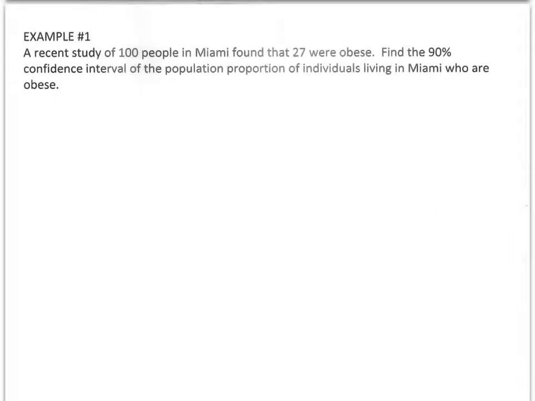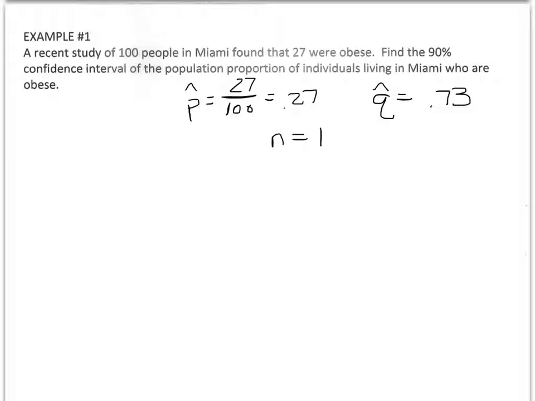Let's look at our first example here. So we're looking at 100 people in Miami. 27 of them were obese. So the first thing I have to do is find my p hat value. And that's going to be the number of obese over your total number, which is going to give me 0.27. So then my q hat value must be 1 minus that number, which is 0.73. My n is 100.